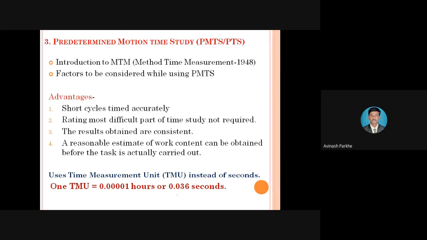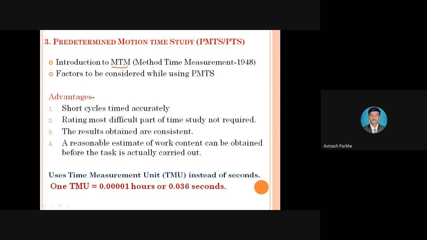But the name itself suggests that in predetermined motion time study, we are checking the time required for the operator whenever the operator moves from one location to a second location, from second to third, third to fourth, like that. Whatever motion is taking place, how much time is required for that motion, we calculate by using the predetermined motion time study. But from where is this concept generated? Here one concept is there, introduction to MTM.